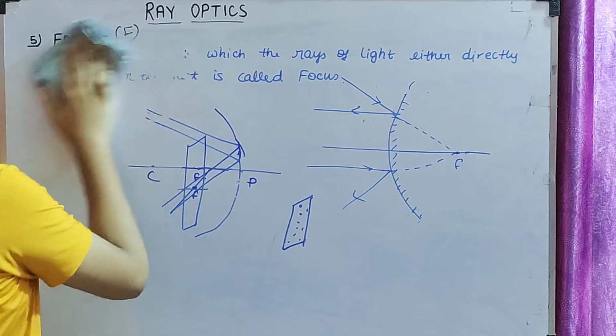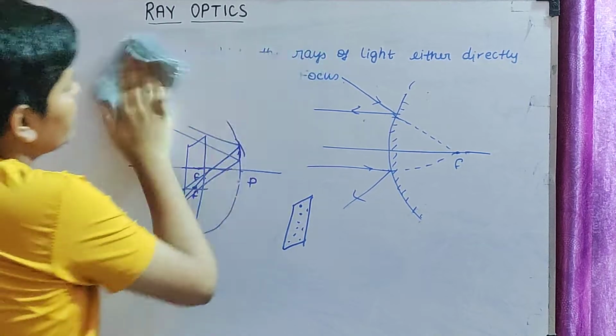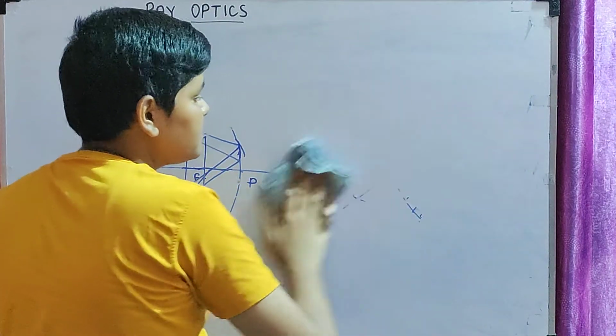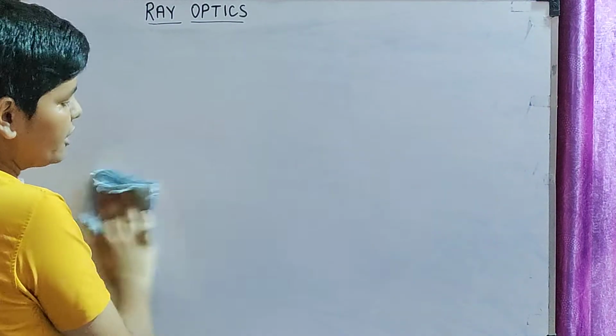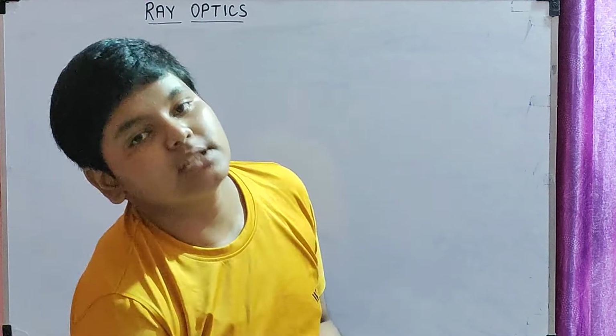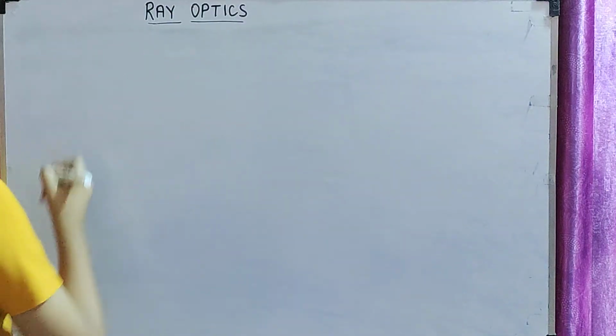Now, these were all the important terms related to the spherical mirror. Now comes one of the most important topics which will cause a lot of confusion if you did not do it properly. That topic is sign convention. What is sign convention? We have to read 3 sign conventions.